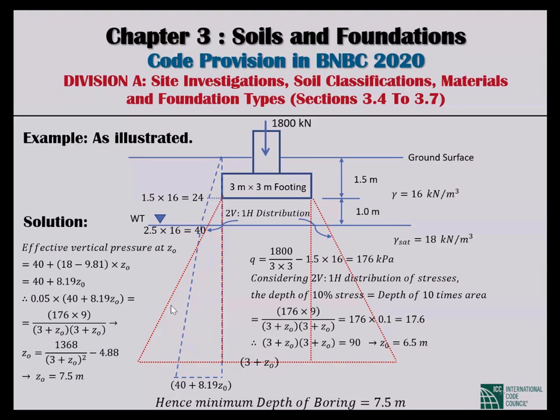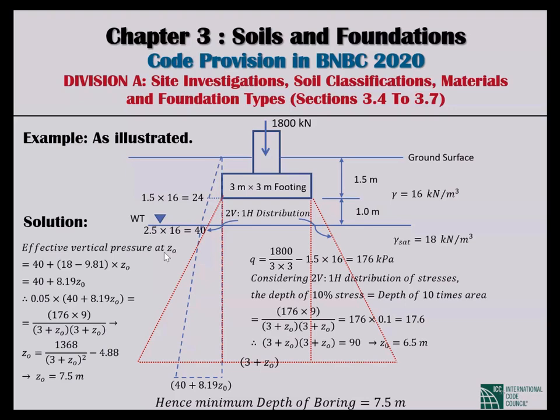So if it is 2:1, at a depth, if we consider a depth of say Z0, then it means Z0/2 is over there, Z0/2 over there. And in that case, if we consider both the direction, the area of the stress distribution would be 3 plus Z0. Could you get my point? So the total stress over here, how much? 176 into 9. This 176 is the stress over there, area is 9, so this is the load over there. And area is 3 plus Z0, squared. So that should be equal to 10% of this load. Could you get my point? So from there, we'll be getting this one as this one. So we get a Z0 value of 6.5. That means this one is saying that you'll have to do a boring of 6.5 meter.